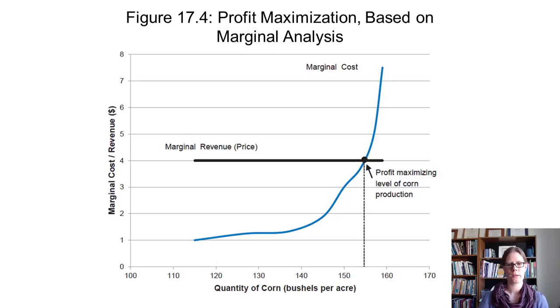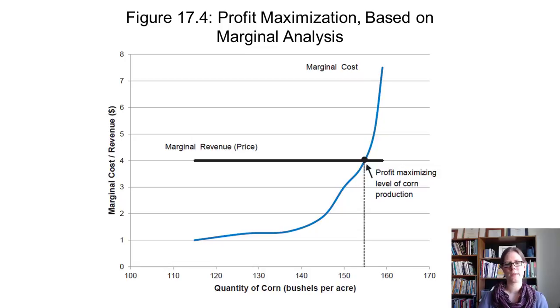So for each bushel below 154, each bushel is adding to your total profit because marginal revenue is higher than marginal costs. At the 154th bushel, you make exactly 0 profit because marginal revenue and marginal costs are equal to each other. And then above that point, marginal costs are actually higher than marginal revenue. So it actually costs you more to produce each additional bushel than you would get from selling it. So what you want to do is produce right up to the point where marginal revenue and marginal costs are equal, and then you want to stop.